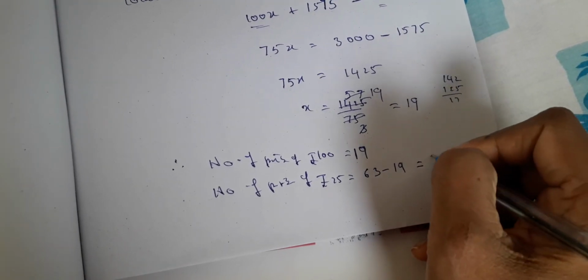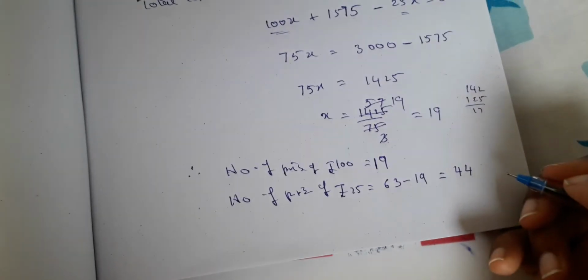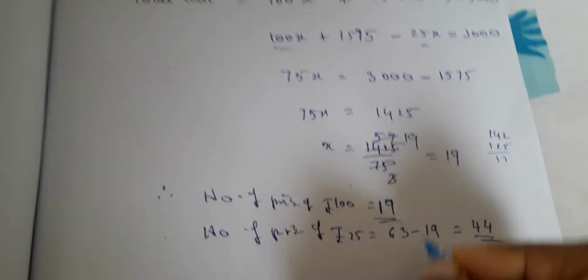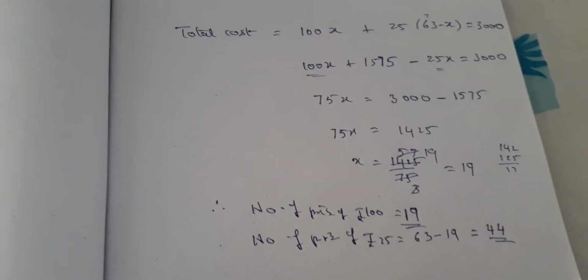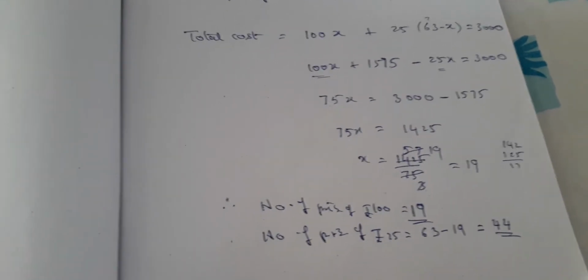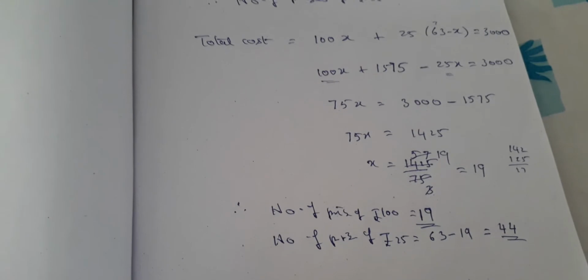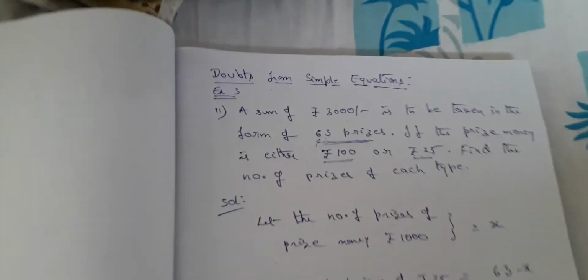Yes, 44. So you got this to be 44. So with this you are done. So what is the complexity of the problem? Nothing is there. You only thought that it is a difficult problem. Nothing to be worried. So here he said there are 63 prizes, is it not?